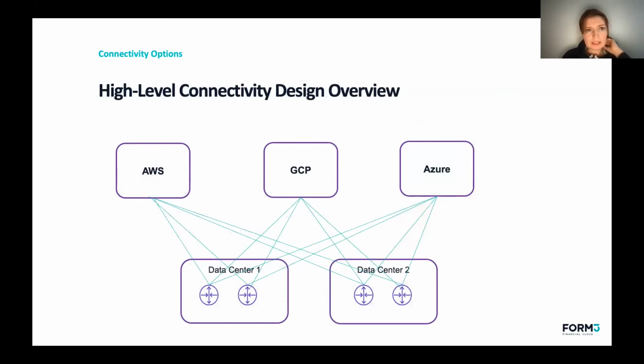Here you can see the high-level design of our connections. We have 3 clouds. We have 2 data centers. In each of the data centers, we have 2 routers, and those 2 routers have connections to each of the clouds, redundant connections to each of the clouds.